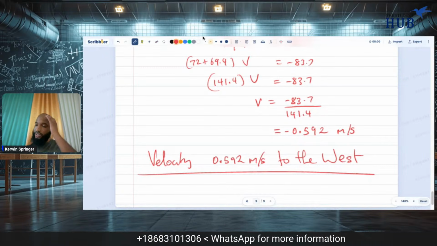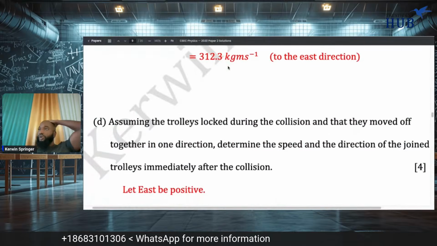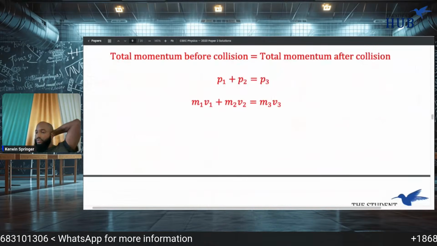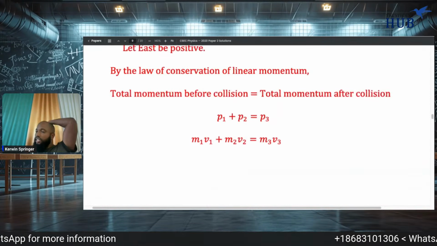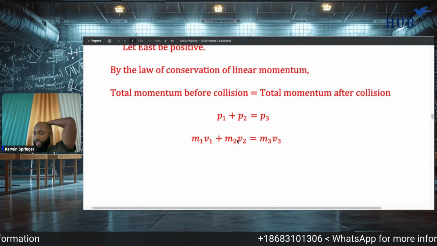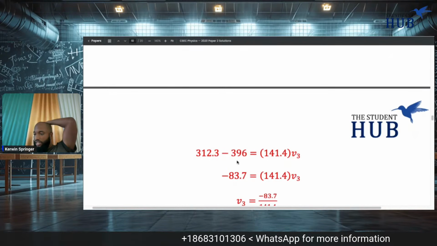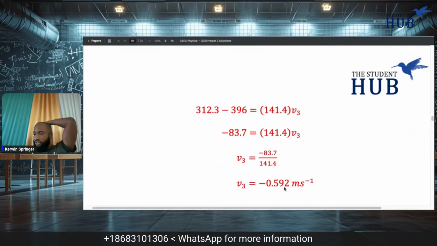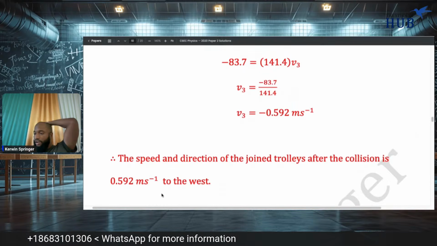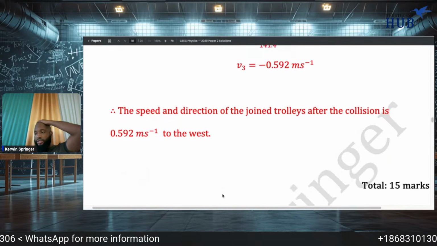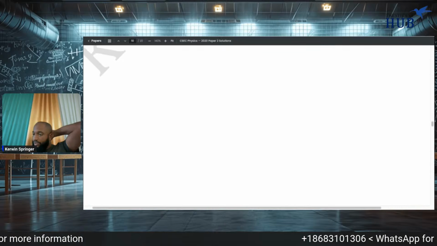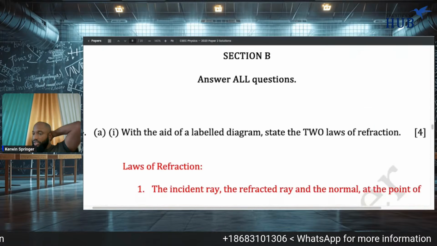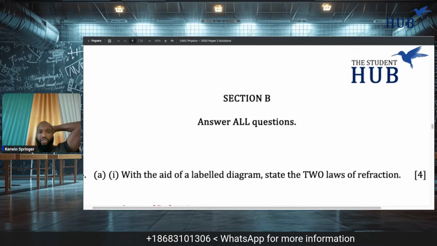All right. How was that? Any questions? This is another way to do it where you just equate everything one time, but we already know this answer, so we minus and then you bring it across and you get this. So the speed and direction, this to the west. Nice. Moving forward. The next question was the laws of refraction.